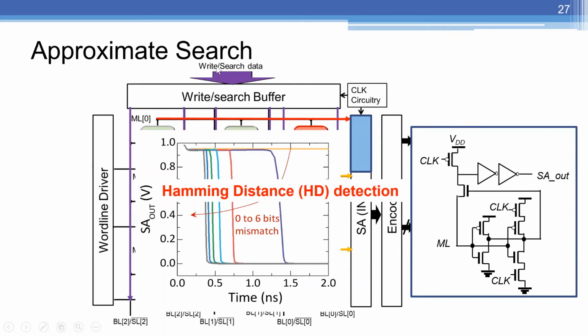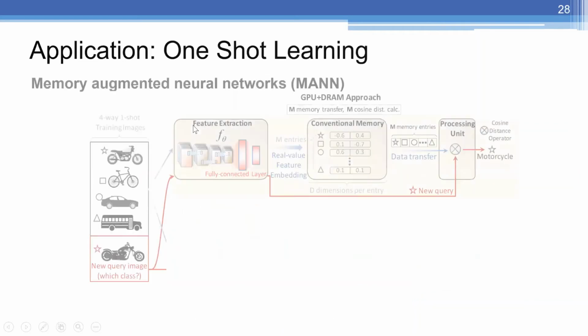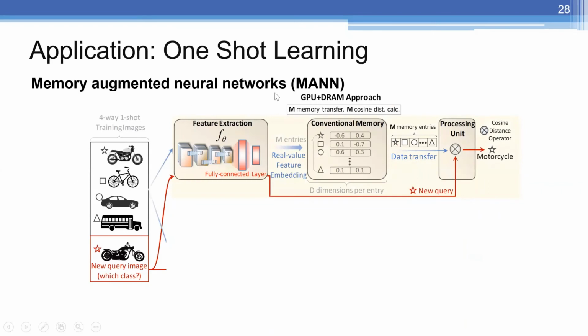Such approximate search functionality can be widely used in advanced machine learning model based hardware. Take the memory augmented neural network architecture hardware for one-shot learning as an example. Such one-shot learning infrastructure consists of the feature extraction, the conventional memory to store the extracted features, and the processing unit used to perform the cosine distance calculation between all the extracted features and the new query.